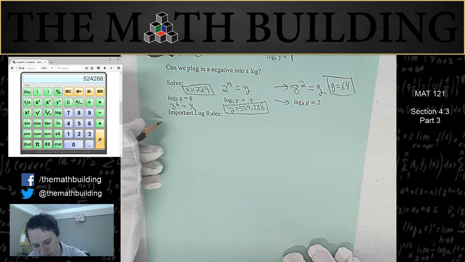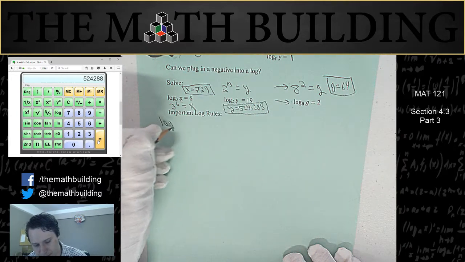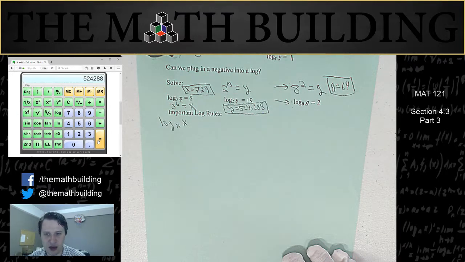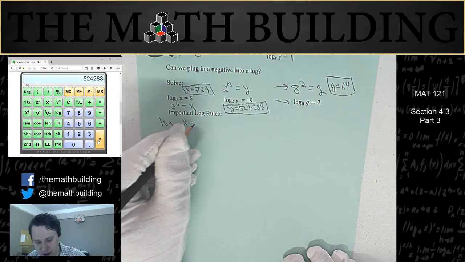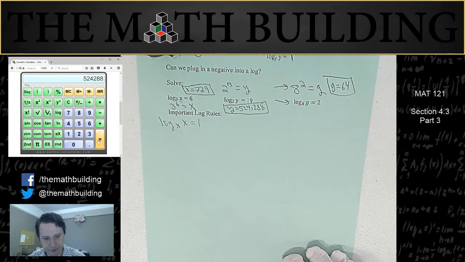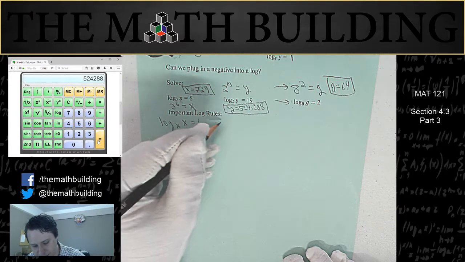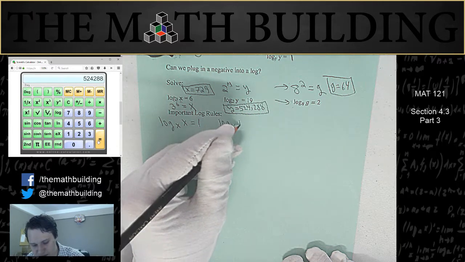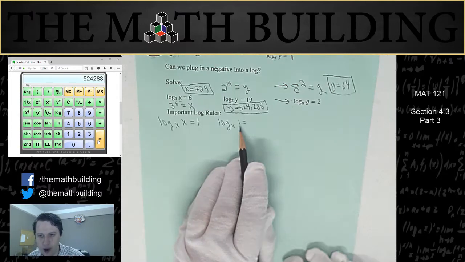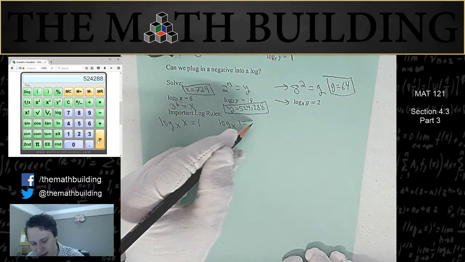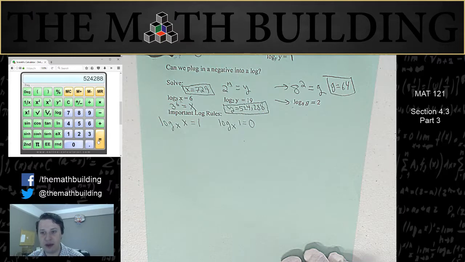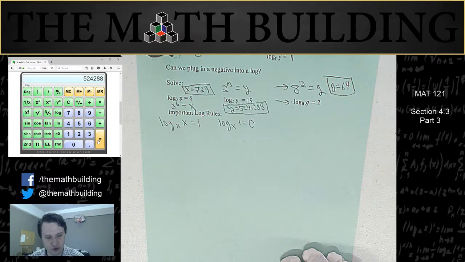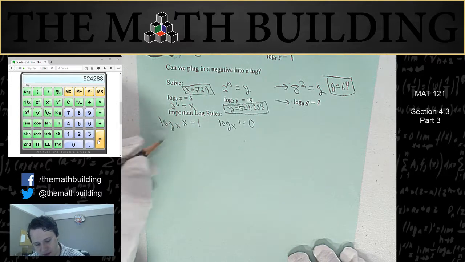Here's rule number 1 that we've actually already talked about. Anytime you have a log where the base and the number are the same, we already know that that is equal to 1. Here's the second rule. We've already looked at this one. If you have a log of any base and it evaluates to 1, we know that that is going to be 0, because anything to the 0 is 1. So those are the two rules we've already looked at. Now let's look at some other rules.